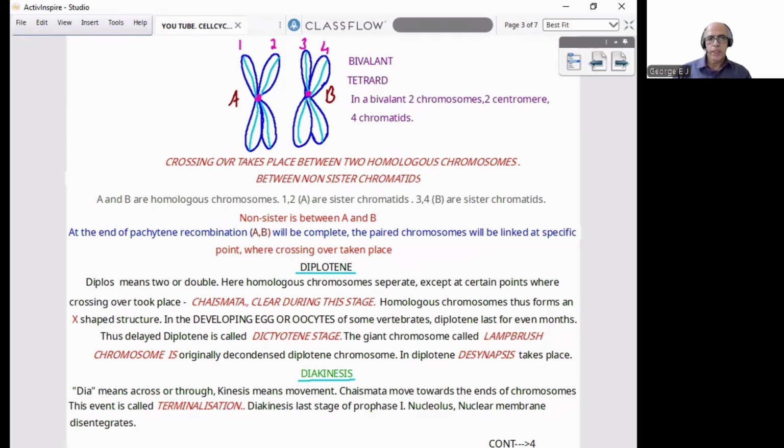Then comes diplotene. Diplotene means double. Chiasma will be clear. It is X-shaped. Full separation is not complete. Certain areas will be linked, that is called chiasmata. Then the dictyotene stage, delayed diplotene. Then giant lampbrush chromosomes, originally decondensed diplotene chromosomes, etc. Then in diplotene desynapsis takes place. Then diakinesis, chromosome separates, that is terminalization. Then at the end of prophase 1, nucleolus and nuclear membrane all disintegrate.